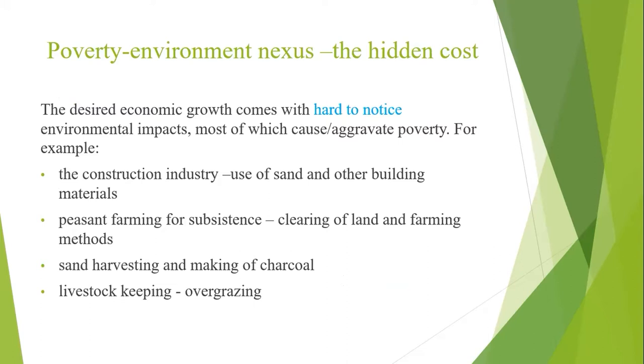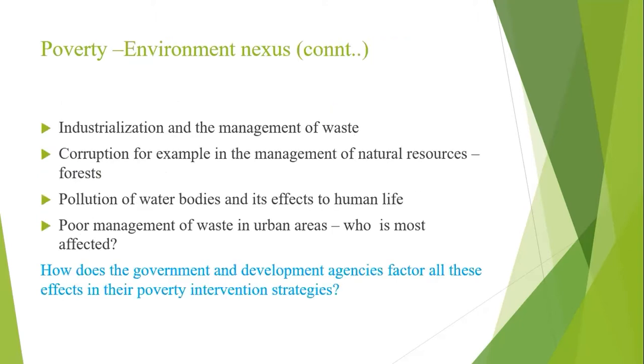Now, on the poverty-environment relationship or nexus, there are hidden costs to this. For instance, we have embarked a lot on industry and economic development. We talk of the construction industry, for instance. What do they embark on? Clearing of land and farming for subsistence, and the farming methods that they use, sand harvesting and the making of charcoal, livestock grazing, which is really overgrazing the land.